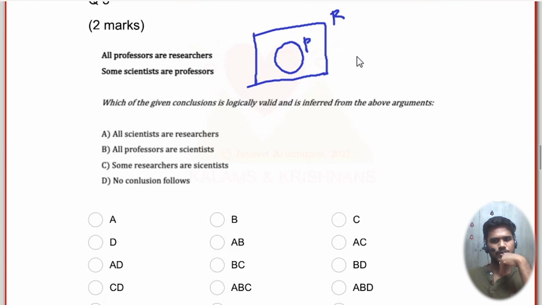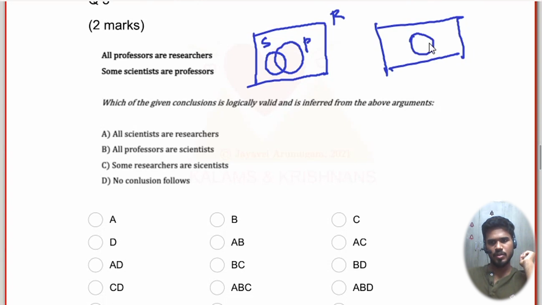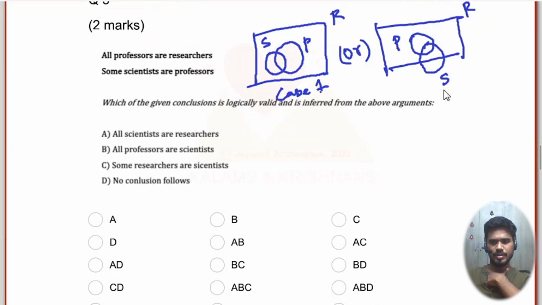Now we have to draw this second statement carefully. It can be this, or take that original scenario, it can be this. And any statement should satisfy all the cases. All scientists are researchers? In case 1 yes; in case 2, no, all scientists need not be researchers. All professors are scientists? No, all professors are researchers; there can be scientists, only some professors are scientists. Some researchers are scientists.